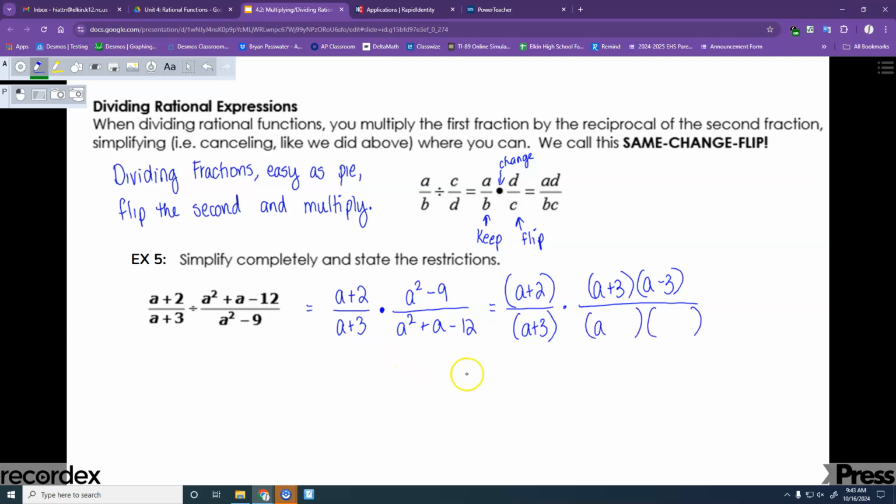In the bottom, I've got an a and an a. I'm multiplying to get negative 12. I am adding to get positive 1. What numbers could I use? Which kind of 3 and 4? Positive 4, negative 3. Very good. So plus 4, minus 3.